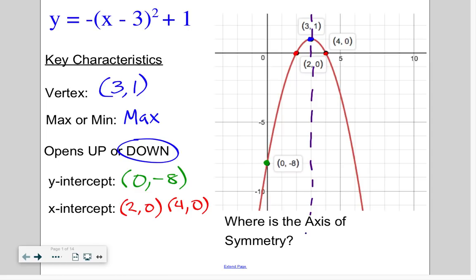So the axis of symmetry will be x equals, and since it's going through the middle, and the vertex is also in the middle, it's always going to match the first number of the vertex. This is an xy pair. You're going through x, so the equation is x equals 3 for the axis of symmetry. So that's a quick review of the parts that we could see from the graph yesterday.